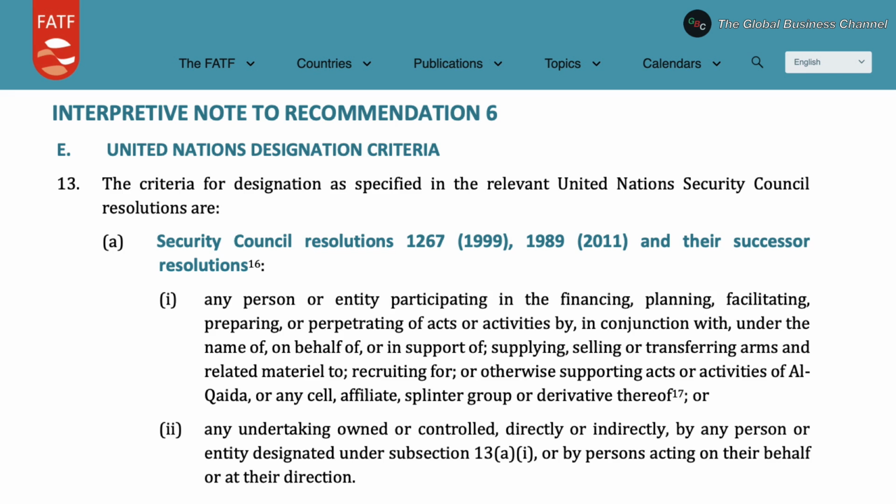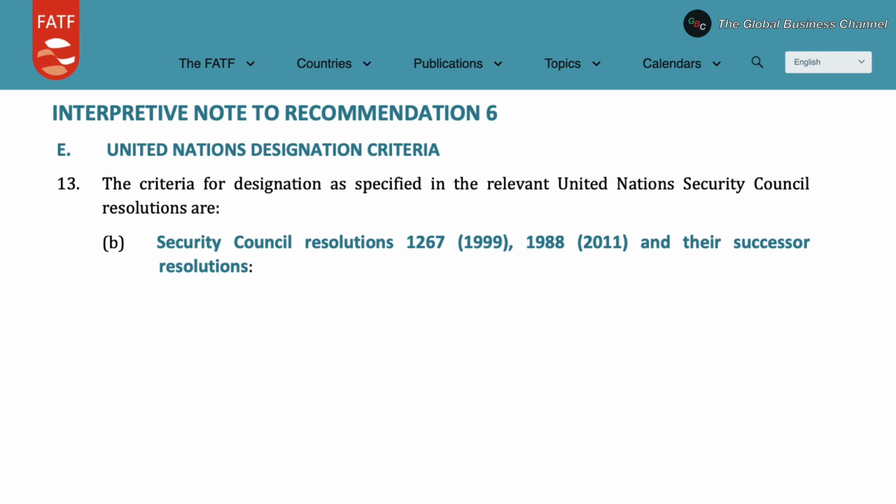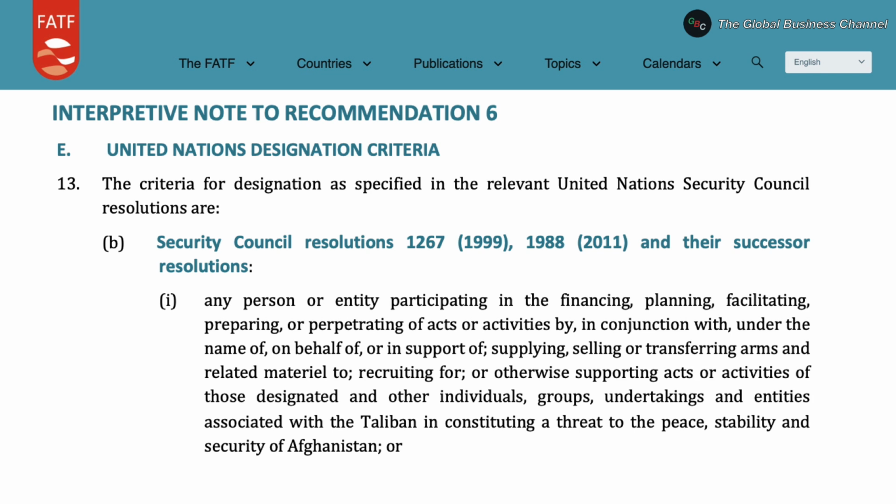This includes any organization that is owned or controlled directly or indirectly by someone or a group that has been designated due to their association with Al-Qaeda or by anyone acting on their behalf. B. Security Council Resolutions 1267, 1988 and their successor resolutions. Number 1, involvement with the Taliban.